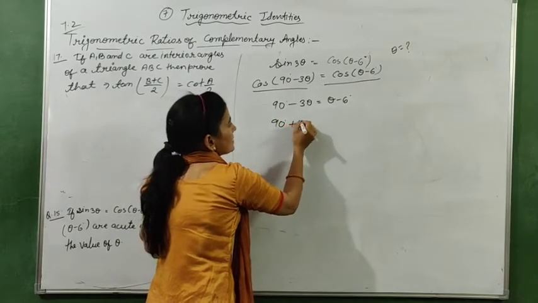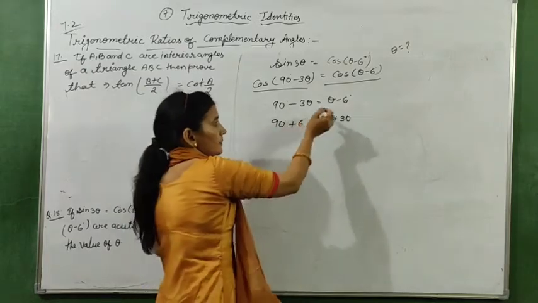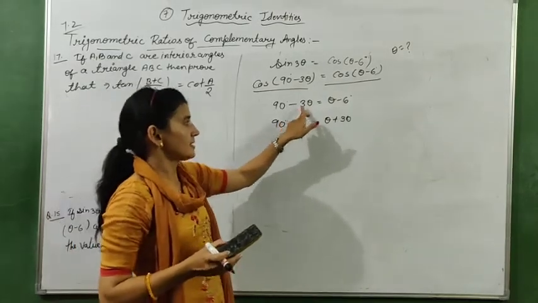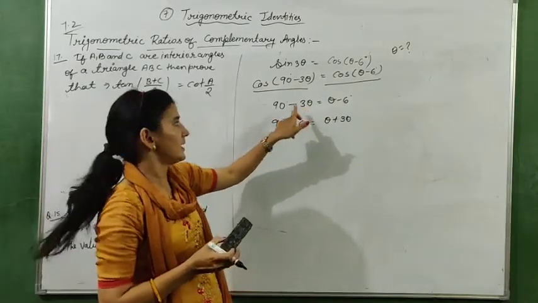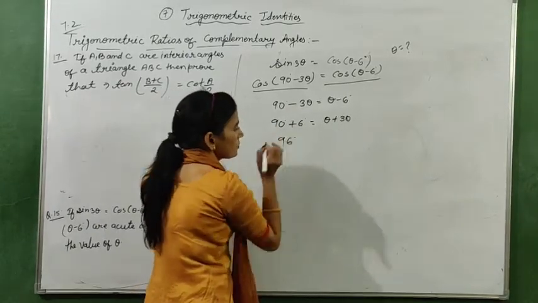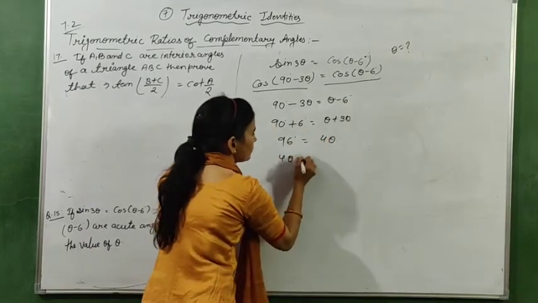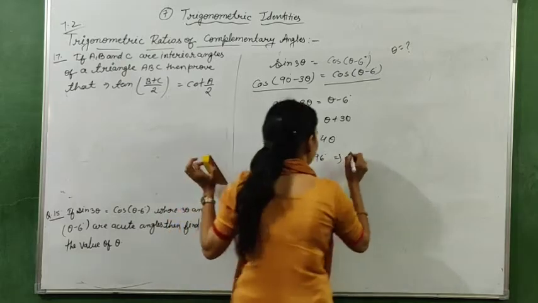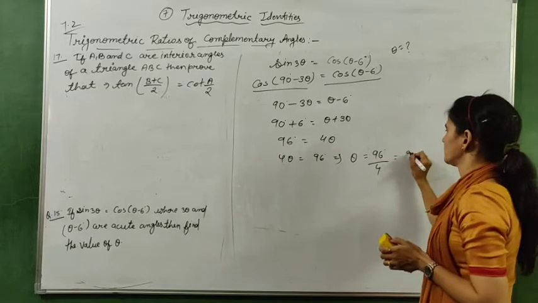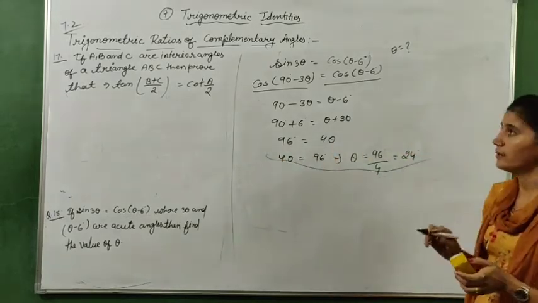90 degree plus 6 degree is equal to theta plus 3 theta. I am doing transposition of 6 from the right hand side to the left hand side, and minus 3 theta from the left hand side to the right hand side. So 90 plus 6, that is equal to 96 degree, equals 4 theta. It means 4 theta is equal to 96 degree, then theta is equal to 96 degree upon 4, and that is equal to 24 degree. Okay students, so the value of theta is 24 degree.